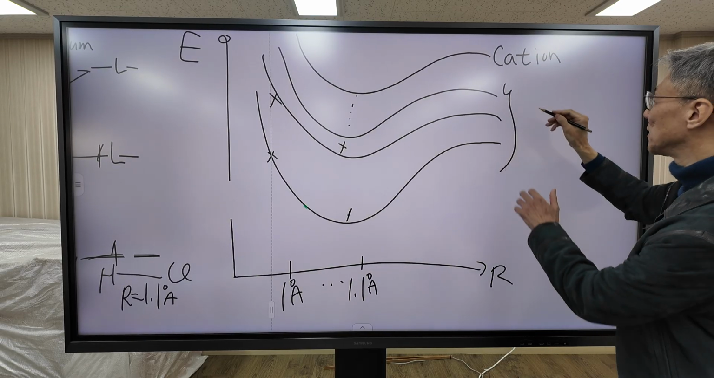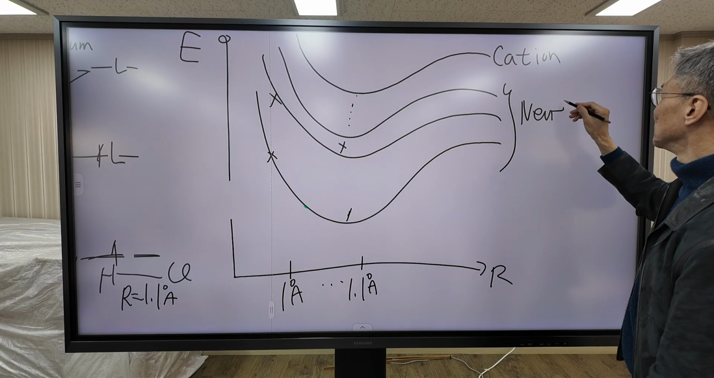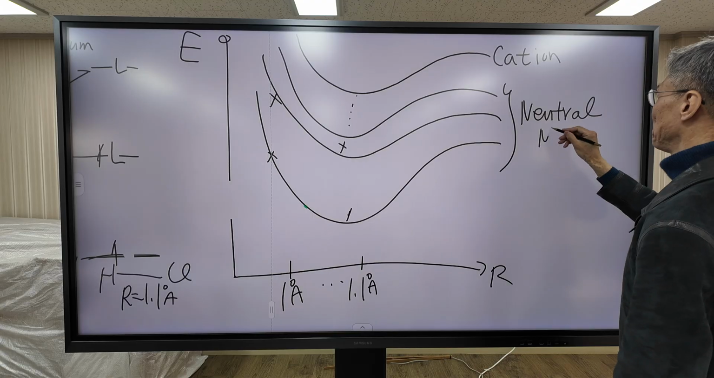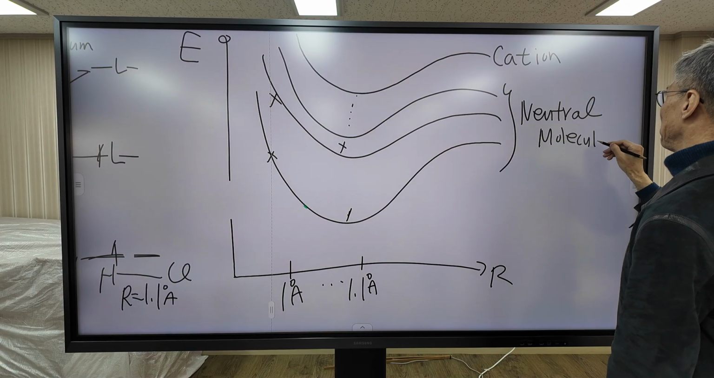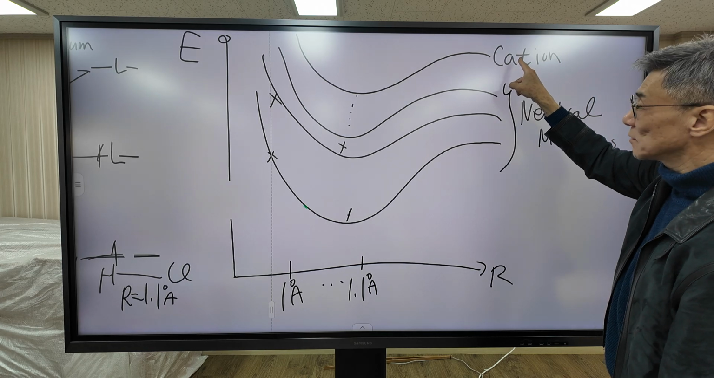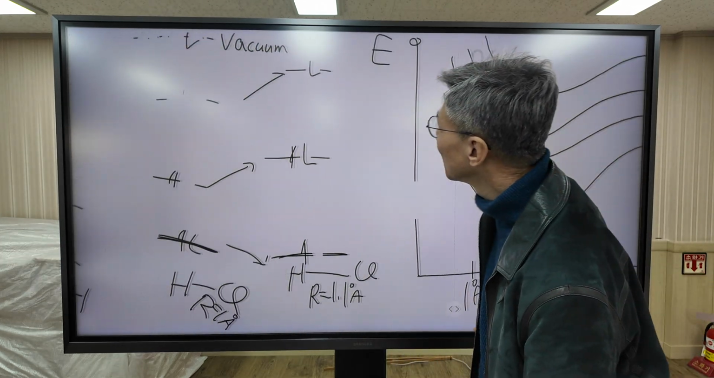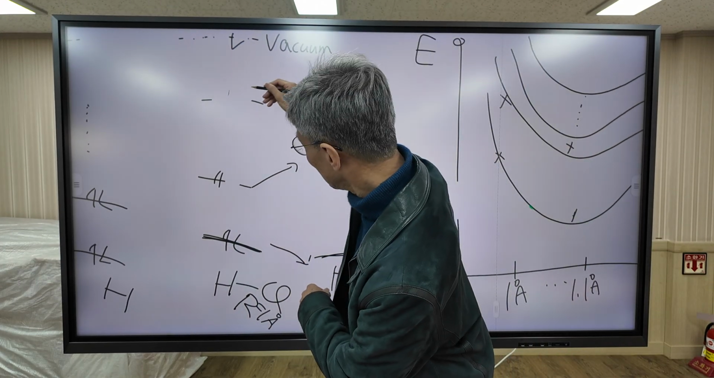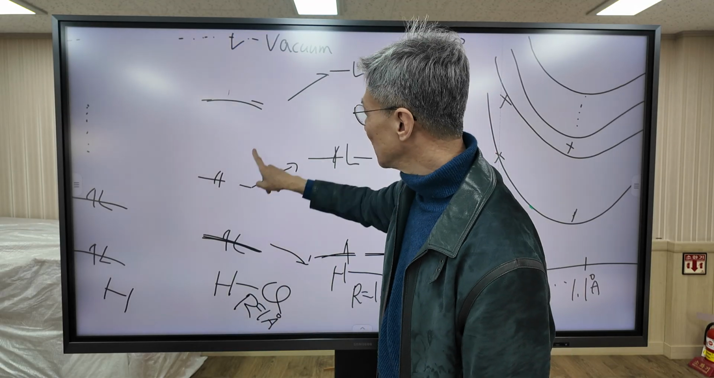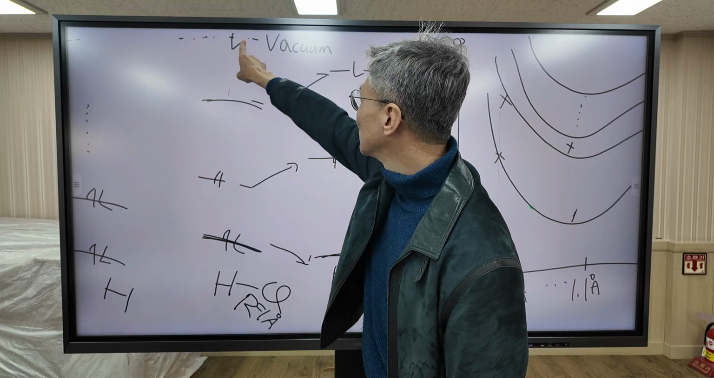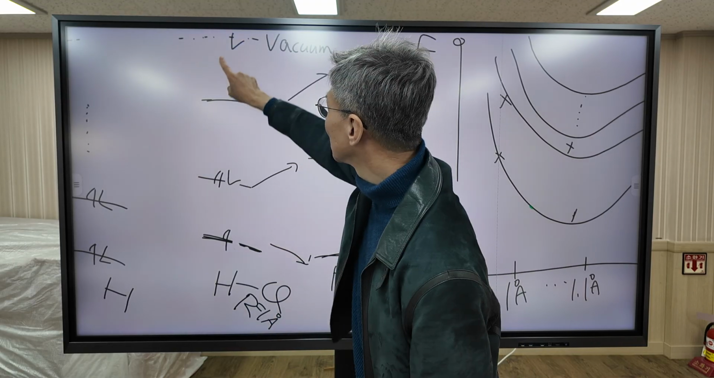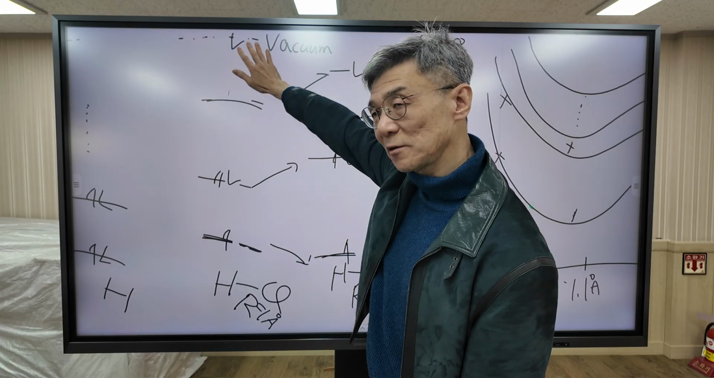These potential curves correspond to neutral molecules, with different configurations. But this potential curve corresponds to a cation. In this case, this electron is promoted to vacuum, but sometimes another electron can be promoted to vacuum. This is also a cation.